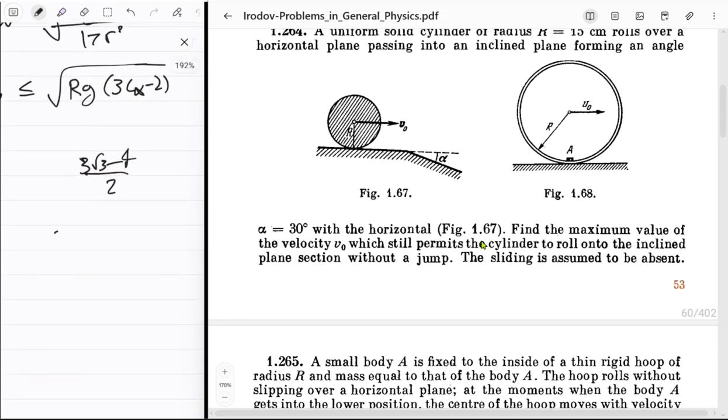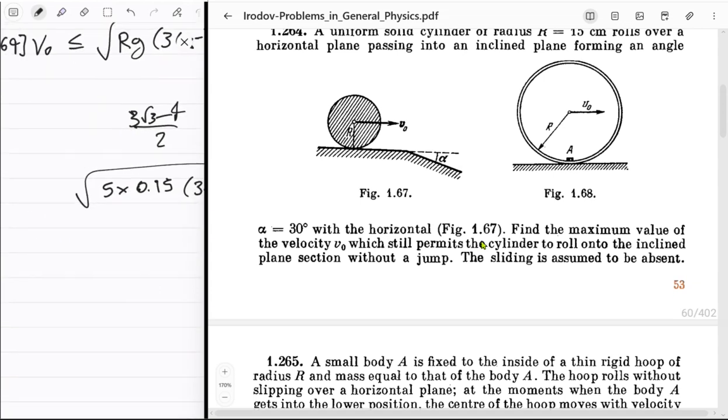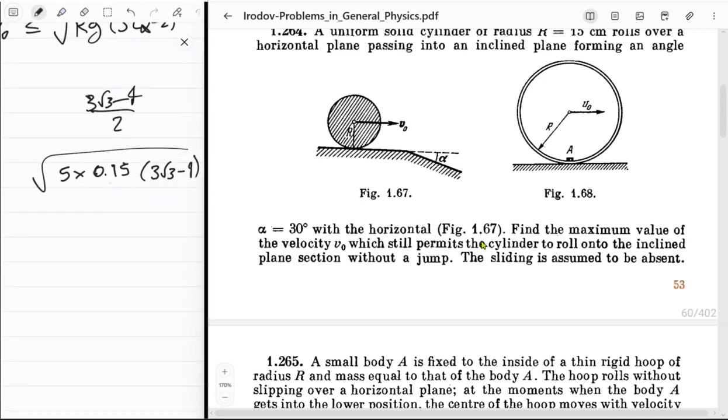So 5 times 0.15 is 0.15 times all of this, 3 square root 3 minus 4, and the square root of that thing. This is what V naught max is. Square root of, what is this thing? 0.75, which is 3 upon 4, of course. So 3/4, and then 3 square root 3 minus 4.